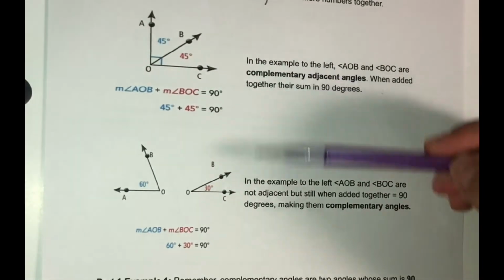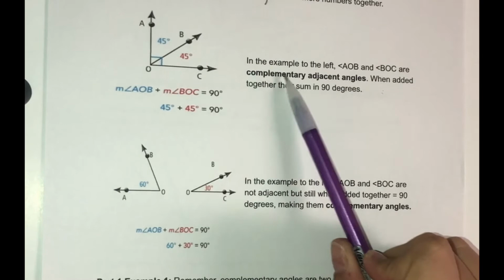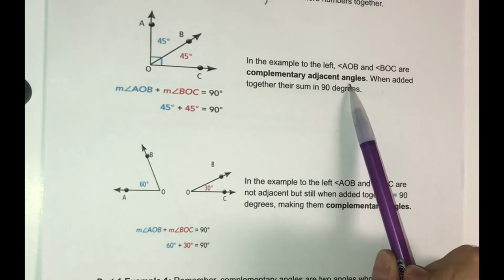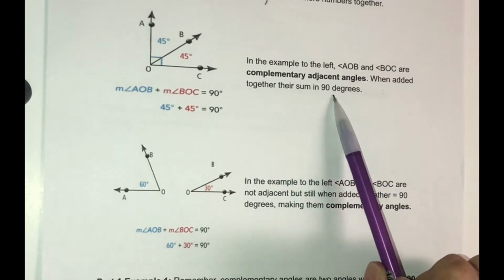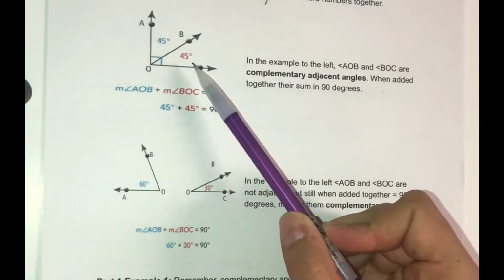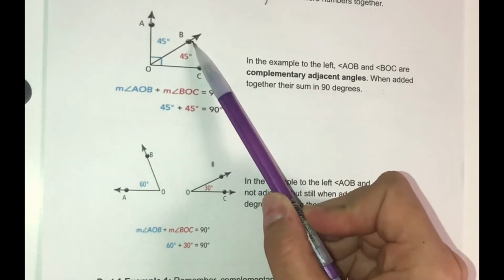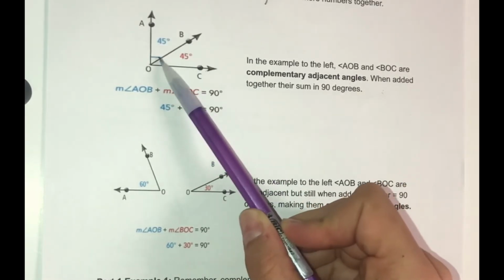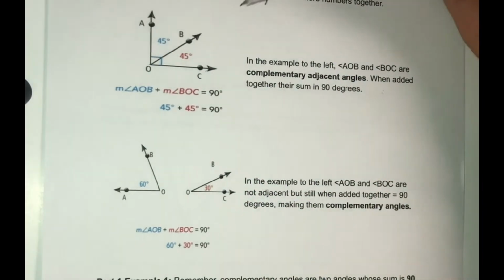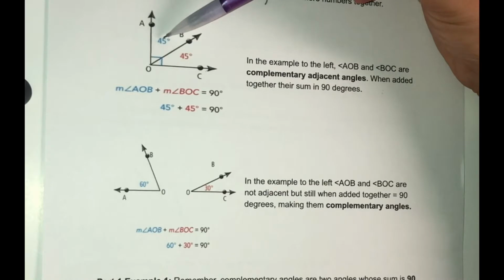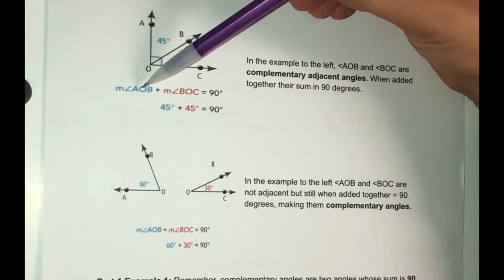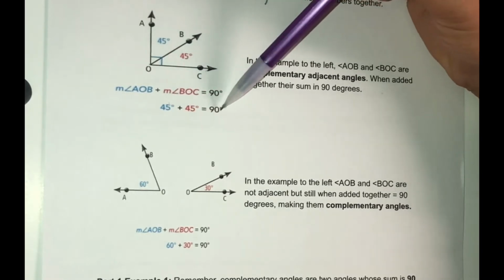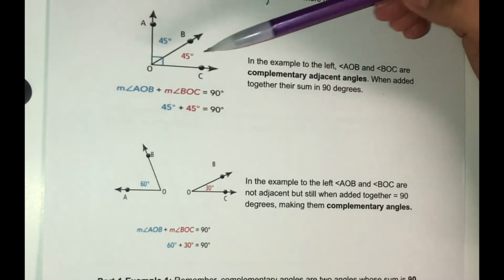So looking at these two examples here, in this first example, it says, in the example to the left, angle AOB and angle BOC are complementary adjacent angles. When added together, their sum is 90 degrees. So if we look at these two angles, we know they're adjacent. Here's angle AOB, here's angle BOC. We know they share a vertex and they share one side. So they are adjacent, but they are also complementary angles because when we add angle AOB plus angle BOC, which is 45 degrees plus 45 degrees, it equals 90 degrees. So they're adjacent and they're complementary.